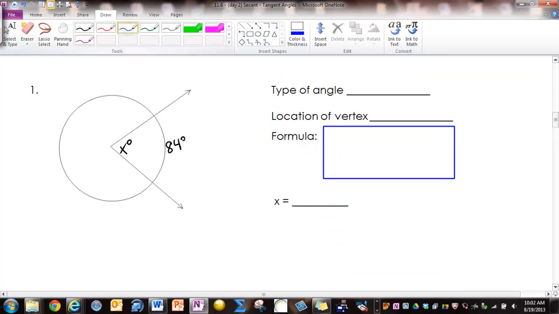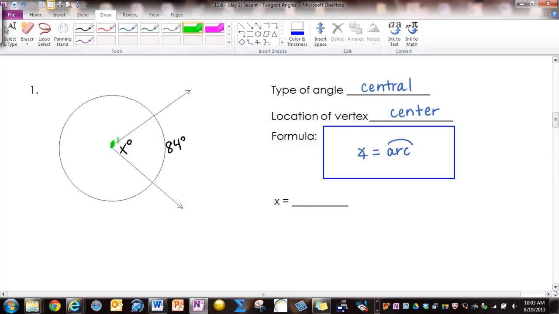Here's our first example problem, and in this first example problem we are going to be reviewing different types of angles from earlier on in the chapter. So in example number 1 we have what's called a central angle, and it's called a central angle because its vertex is at the center of the circle. Whenever we have a central angle, its formula is the measure of the angle is equal to the measure of the intercepted arc.